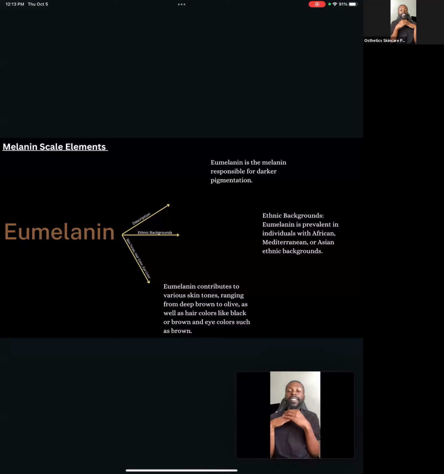When it comes to skin tones, hair color, and eye colors, eumelanin contributes to various skin tones ranging from deep brown to olive, as well as hair colors like black or brown and eye colors such as brown. Okay. So when you're looking at someone like myself, I literally have nothing but eumelanin showing up in my skin. That's from the dark tones in my skin color to the dark pigment in my hair and also my brown eyes.